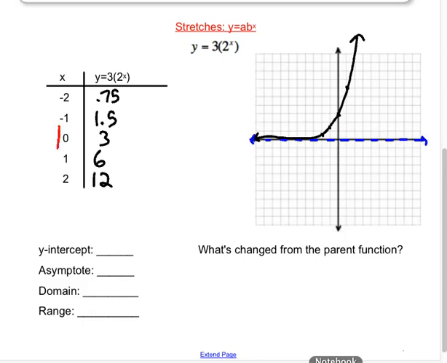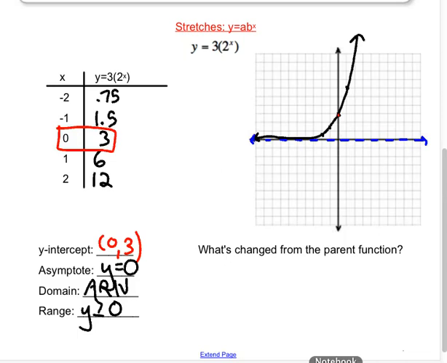Y-intercept. That y-intercept is sitting at 0, 3. Okay, it's where the x is 0. And notice graphically it's sitting at 3 as well. The asymptote is still sitting at 0. Domain is going to be all real numbers. And the range, remember, you're comparing to the asymptote. Where is my graph compared to the asymptote? The graph is above it. So all of my y values will be greater than or equal to that 0.